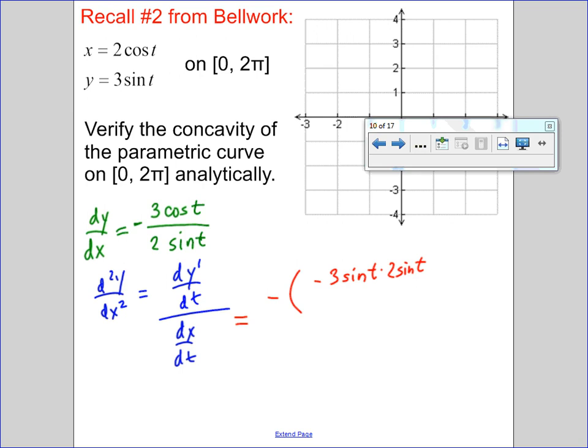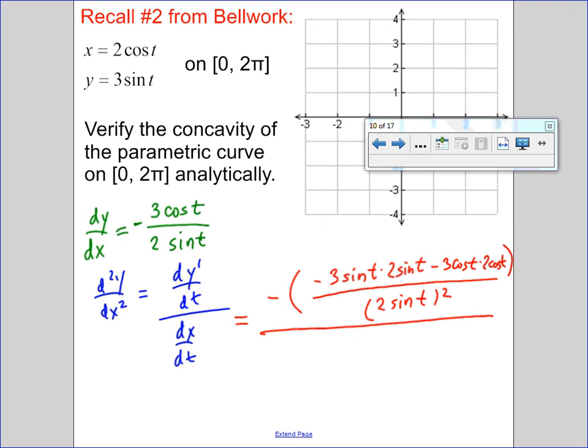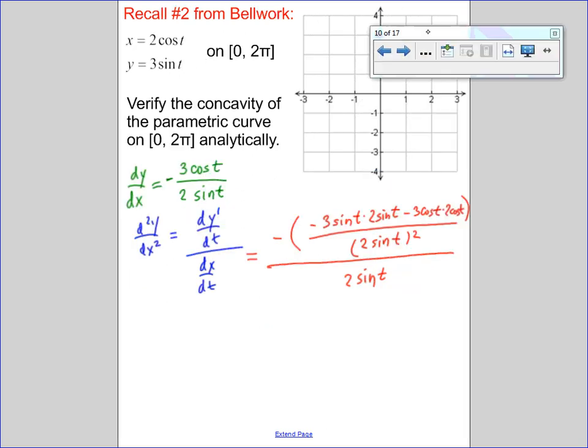Minus the numerator, 3 cosine t, times the derivative of the denominator. 2 sine t differentiates to 2 cosine t. All over the denominator squared, which is 2 sine of t quantity squared. That in turn is all over dx dt. But dx dt we already have, that's 2 sine t. So we see that's a little bit more complicated, right?